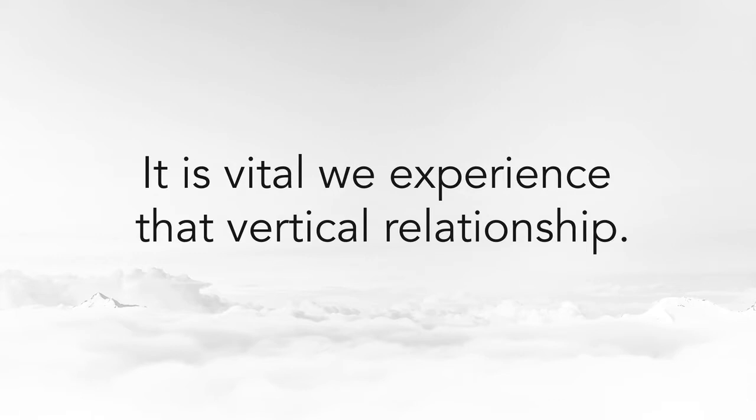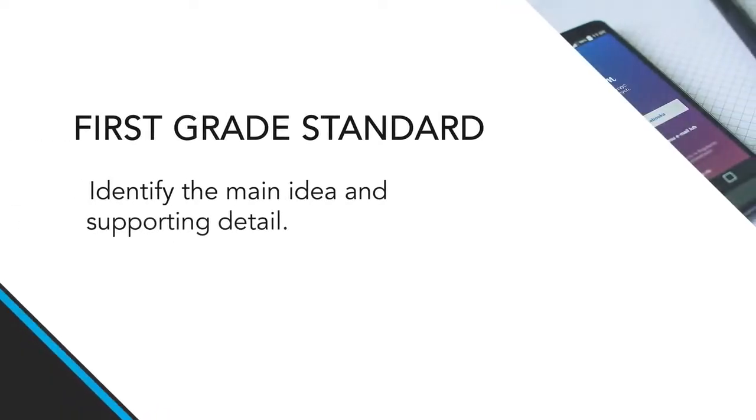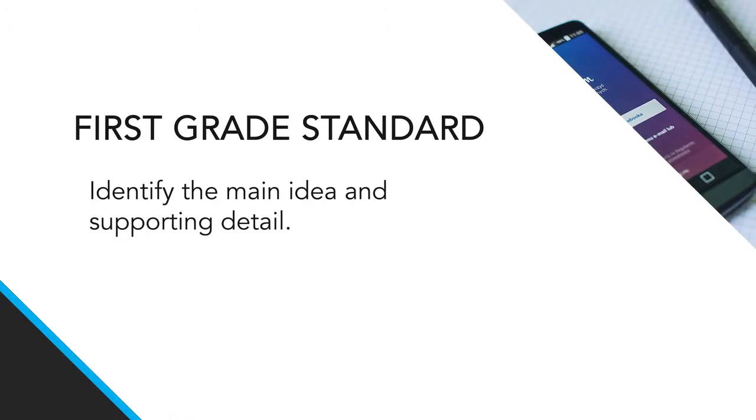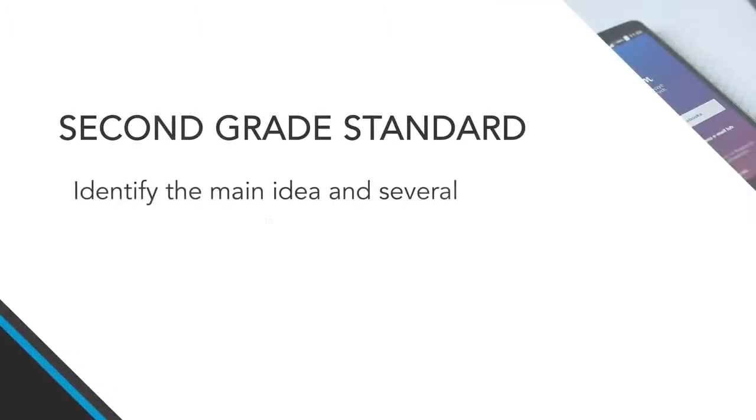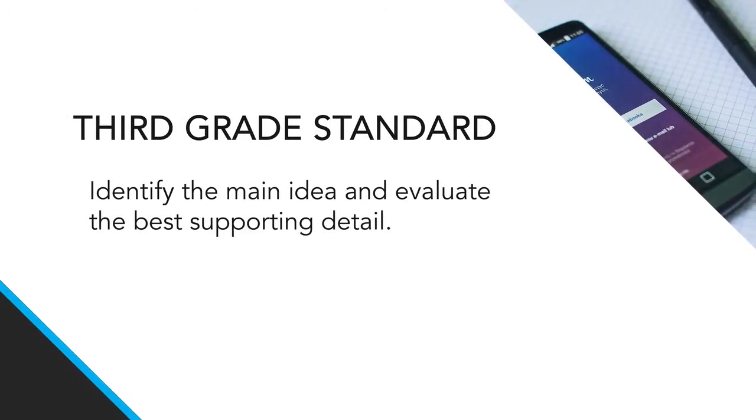So for example, a kindergarten standard might say, with guidance and support, identify a main idea and a supporting detail. A 1st grade standard might say, identify the main idea and a supporting detail. A 2nd grade standard might say, identify the main idea and several supporting details. A 3rd grade standard might say, identify the main idea and evaluate the best supporting detail. So the nuance in that verb we're going to get into in terms of unpacking. But we want to make sure that for the year-long context, we're aware of our piece of the puzzle.